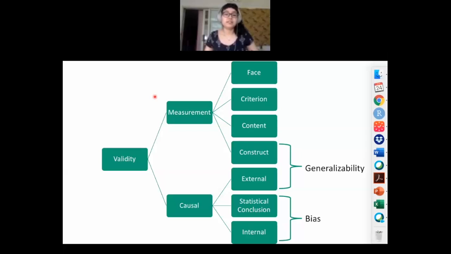Then there's construct validity, which exists in both the causal and measurement worlds. In the causal world, it's more about whether or not the relationships between variables that you're constructing make sense.